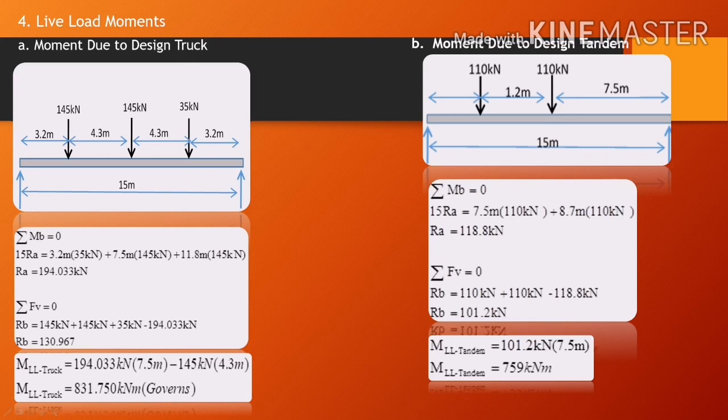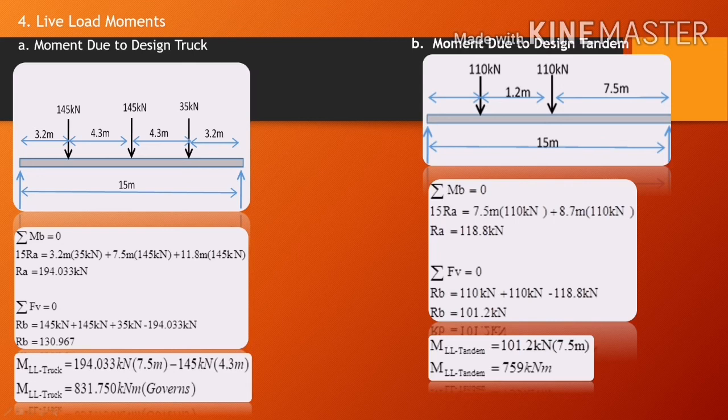Next is the live load. For moment due to the design truck, the loads are 145, 145, and 35 kilonewton. And then we solve for the reaction at each side. At left side or the RA, the reaction is equal to 194.033 kilonewton. At the right side or RB is equal to 130.967 kilonewton. And then we solve for the moment, which is equal to 831.75 kilonewton meter.